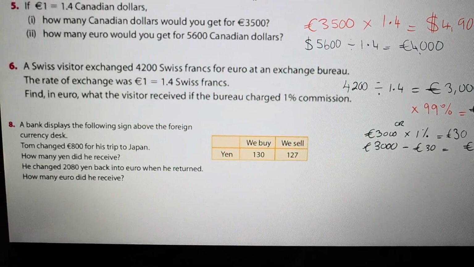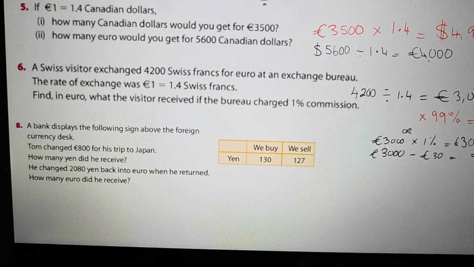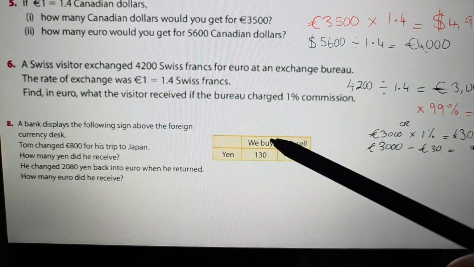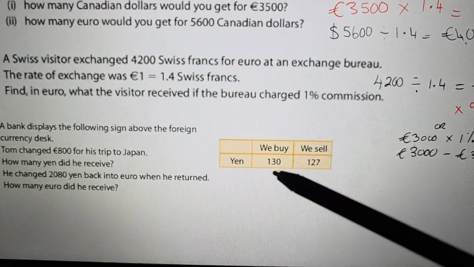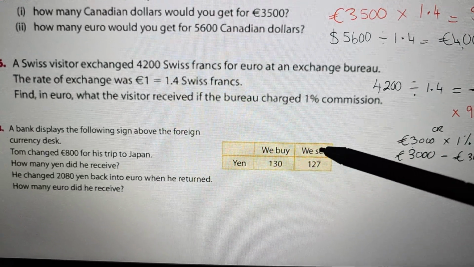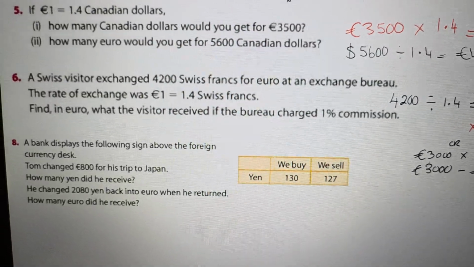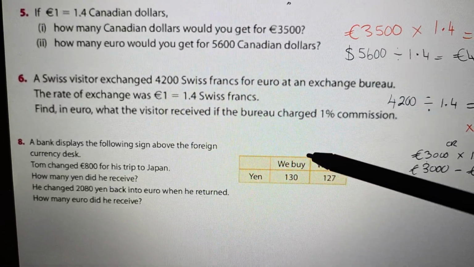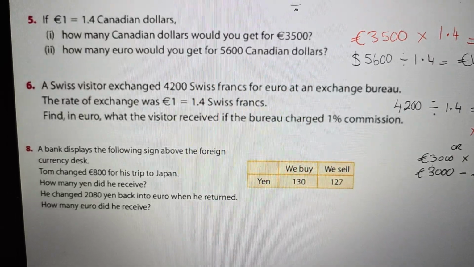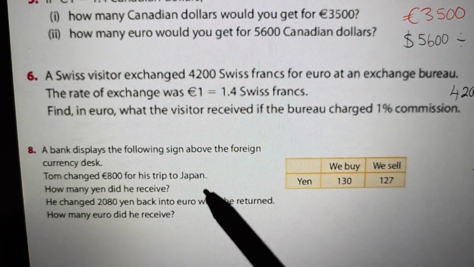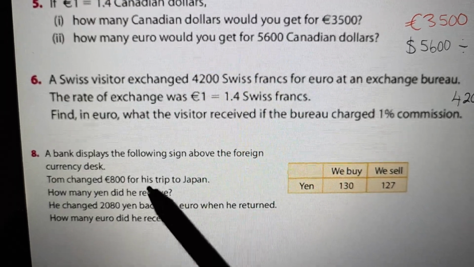Question 8. A bank displays the following sign above the foreign currency desk. Okay, so we're dealing with Japanese yen. They will buy foreign currency from you for 130 yen. They will sell you foreign currency for 127 yen. So they'll buy foreign currency or they will sell you foreign currency. Tom changed €800 for his trip to Japan. How many yen did he receive?